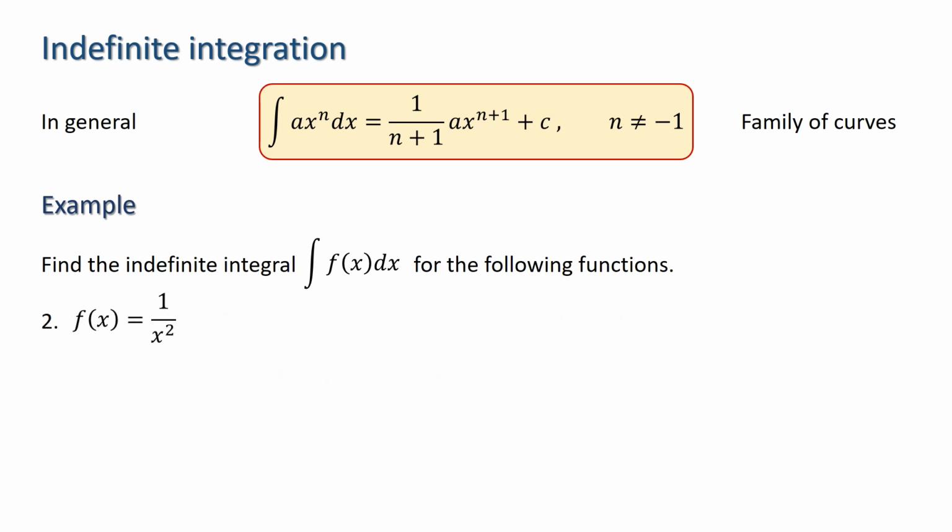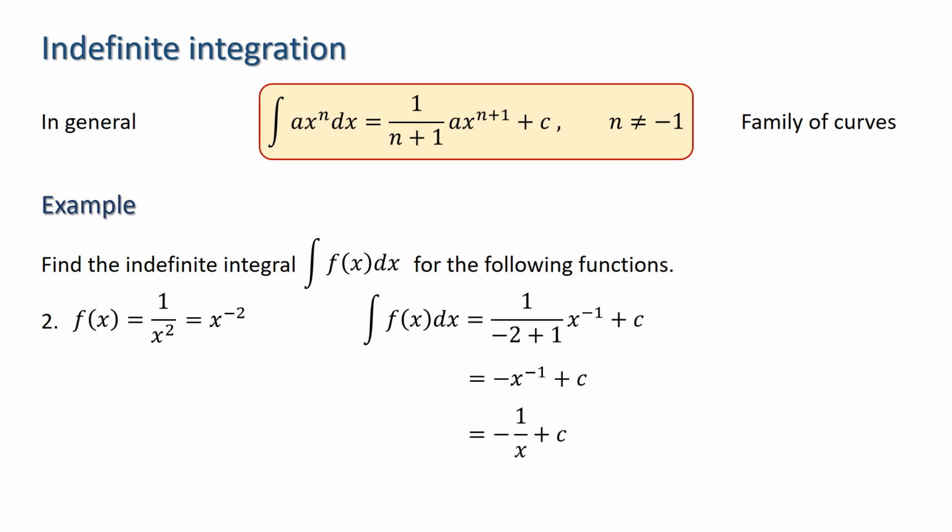This second example appears to be of a different form on first inspection, but actually we can rewrite f as x to the power of minus 2. Integrating, we get 1 over minus 2 plus 1 times x to the minus 1 plus c. Tidying up this result, we have minus x to the power of minus 1 plus c. This can also be written as minus 1 over x plus c.